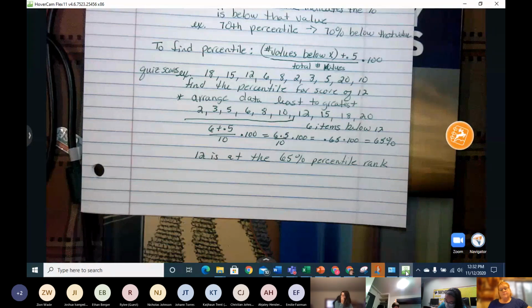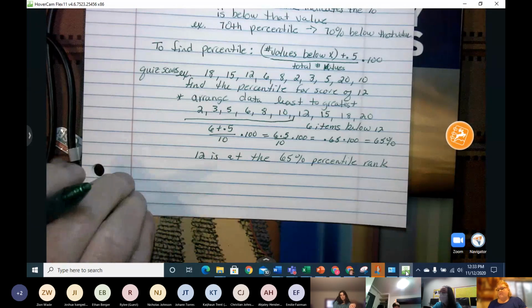Now, suppose we want to go backwards. We're given the percentile rank, and we want to know what data value is at that particular rank. So that's the next part of knowing what to do.